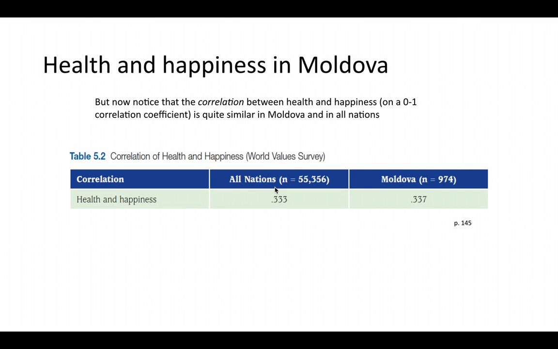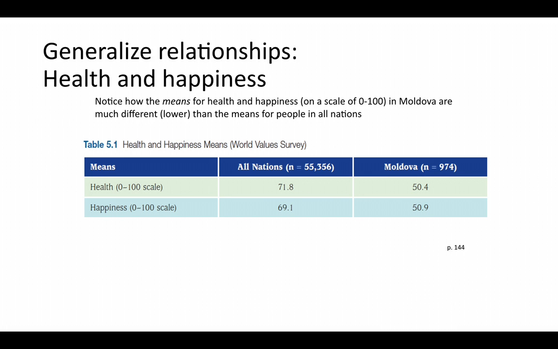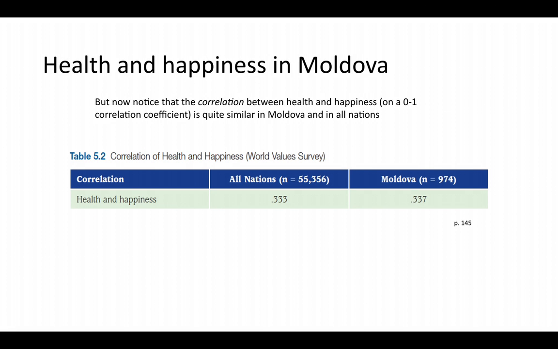However, if you look at the relationship, the correlation between health and happiness, all nations is 0.333, while in Moldova it is 0.337. Which means they are very similar to each other. So Moldova is quite similar to all nations if we look at the relationship between health and happiness. If you only look at the mean values, you'll see Moldova is much lower, while if you look at the relationship, Moldova is actually not that different from all nations. So what conclusion can we see?